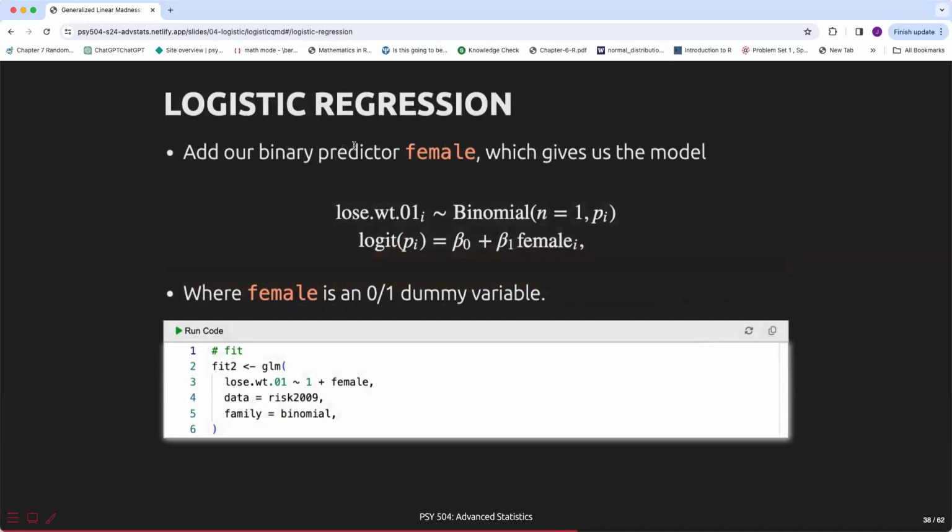Right. So now let's make things a little bit more complicated and add a categorical variable into our model. This female predictor variable is dummy coded. 0 is male and 1 is female. So let's go ahead and run this model here. You can see that we have a different model formula now where we've added in our female predictor. Let's go ahead and run that.